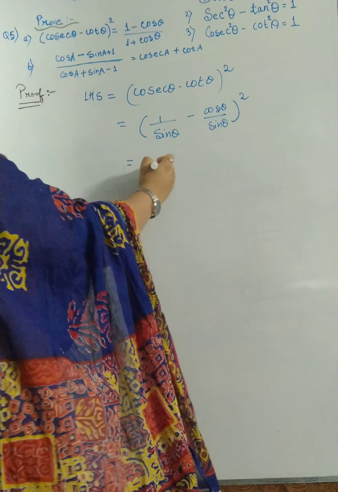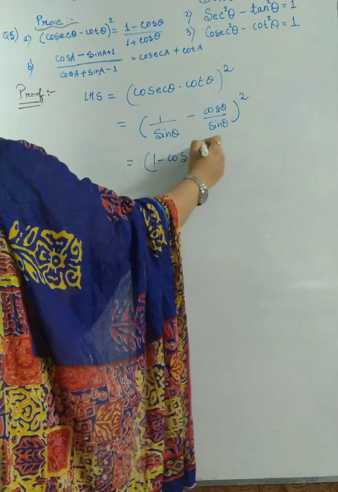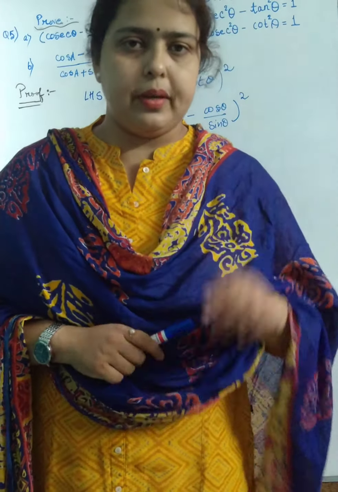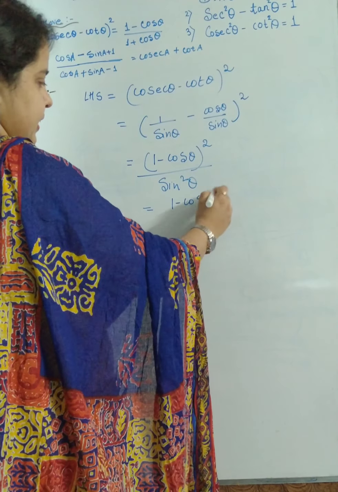Now, what does the numerator stand with? It is now (1 minus cos theta) whole square. In the denominator, it is sin square theta. Now, I am going to split sin square theta as 1 minus cos square theta. How? The first identity, sin square theta plus cos square theta is 1. But we can even write sin square theta as 1 minus cos square theta, or cos square theta as 1 minus sin square theta. Correct. So, let's apply the same identity and we are going to get the result.